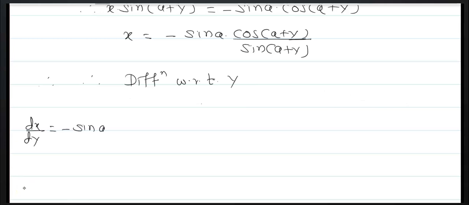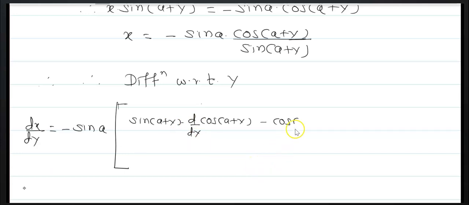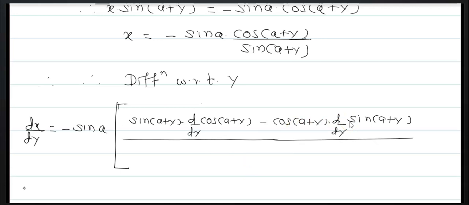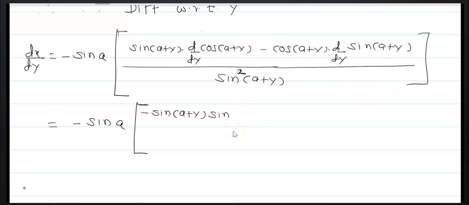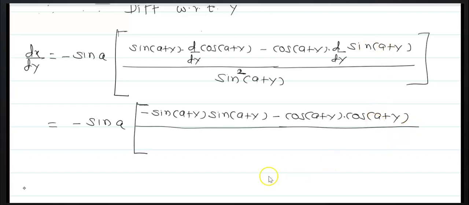dx upon dy is minus sine a in brackets, sine of a plus y. This is v into the derivative of u minus u into the derivative of v, upon sine of a plus y whole square, that is sine square of a plus y. That is minus sine of a plus y. What's its derivative? Minus cos of a plus y. And here we don't need to write the dy by dx, because the variable is y. Cos of a plus y, the derivative of sine of a plus y is cos of a plus y, upon sine square of a plus y.